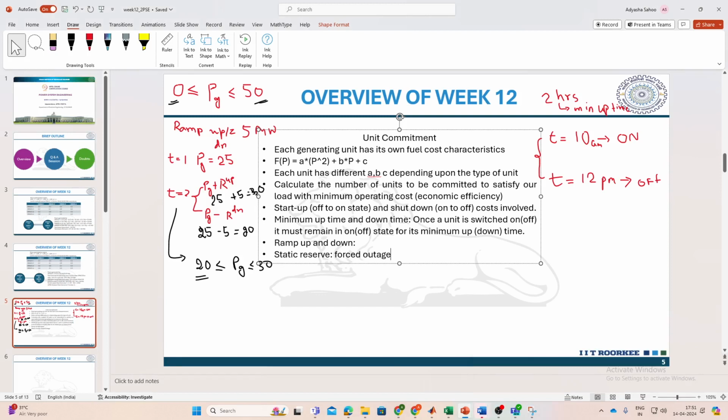So we calculate the probability of the forced outage in a year, and depending upon this forced outage, we calculate the amount of static reserve we need to keep, to maintain, so that the load is supplied throughout the year. Basically, we take the peak load here.